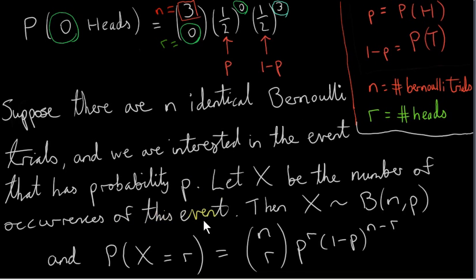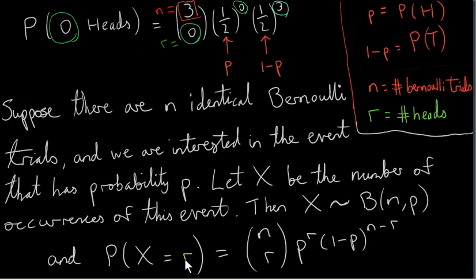Let x be the number of occurrences of this event. In the coin toss example, x was the number of heads in n throws of a coin, where n was 3. So x is a random variable. It takes on values with certain probabilities. In the coin toss example, x took on the values 0, 1, 2 or 3, and we calculated the probabilities for those values, and the probabilities have to sum to 1. So x follows a binomial distribution with parameters n and p. This twiddle means that x follows a binomial distribution. B is for binomial distribution, and the two parameters are n, which is the number of Bernoulli trials, and p, which is the probability of the event that we're interested in.